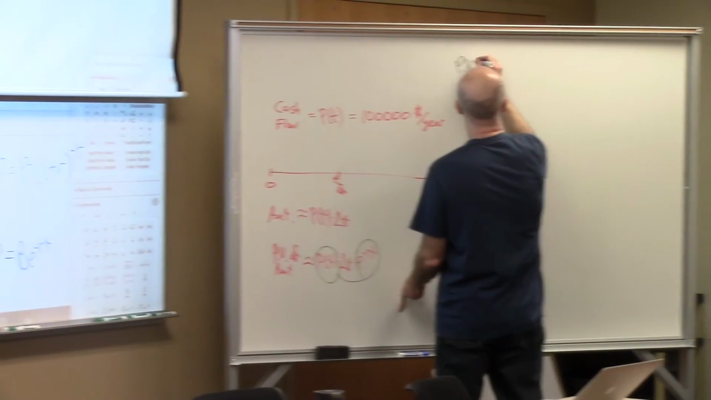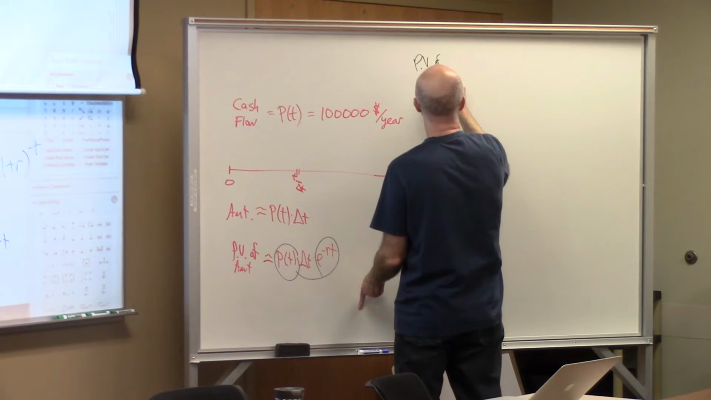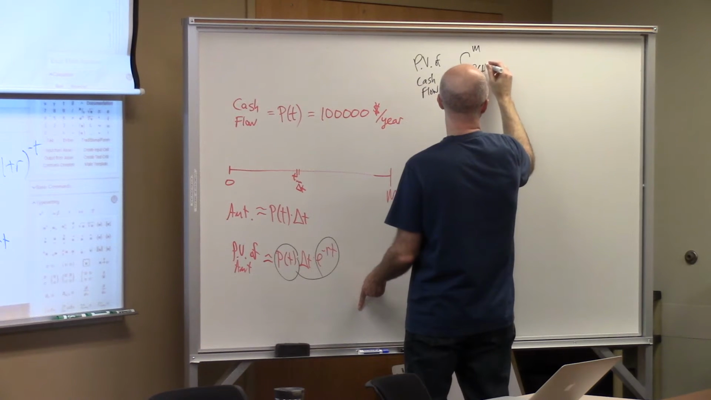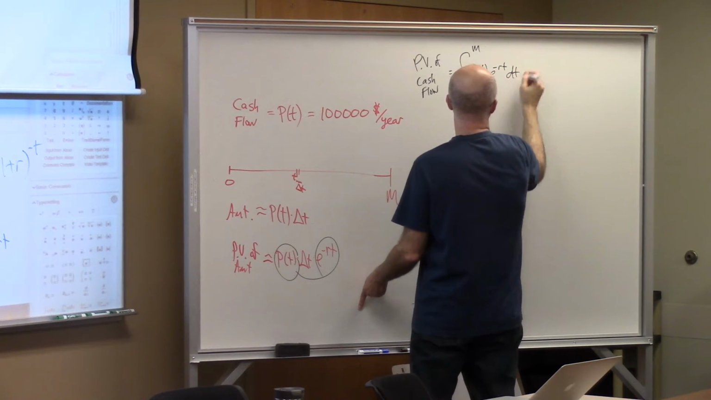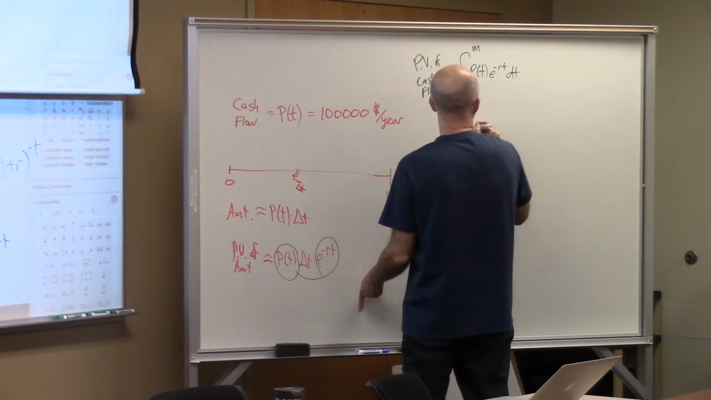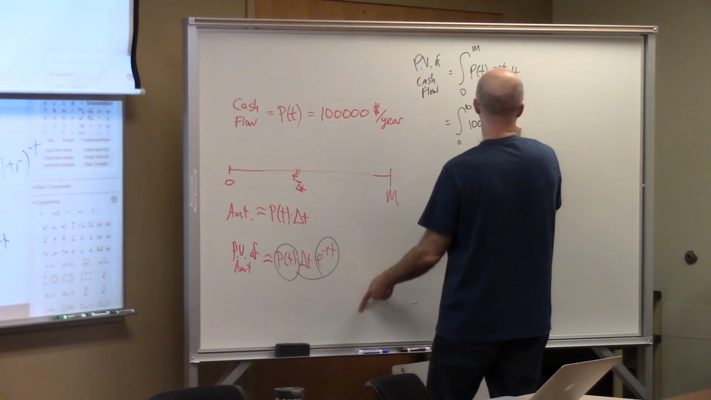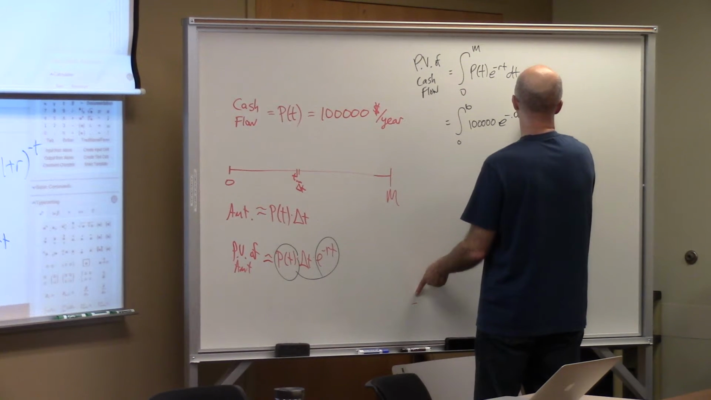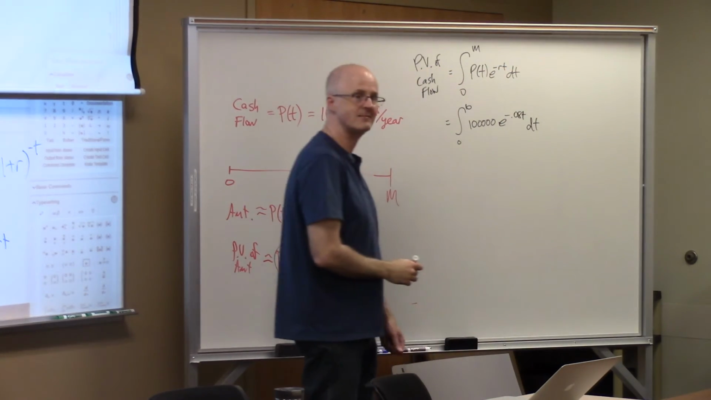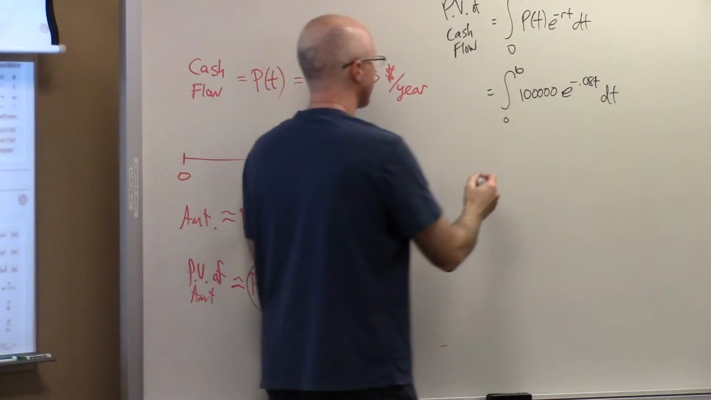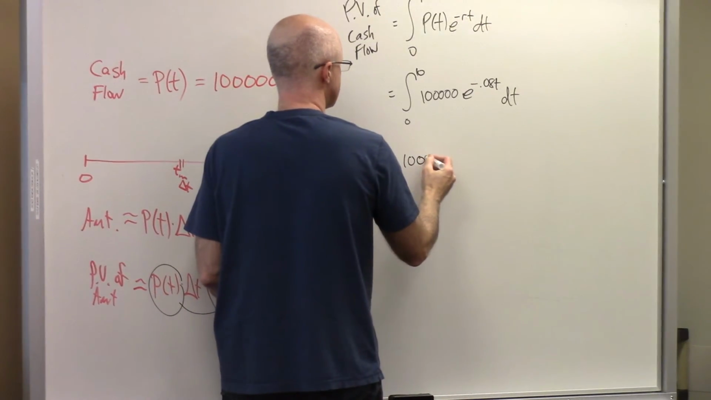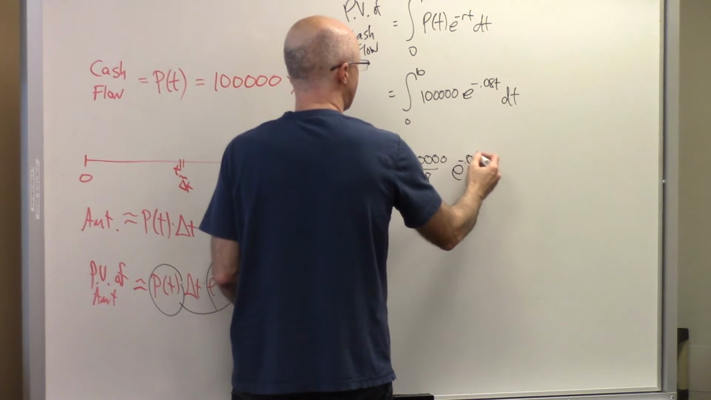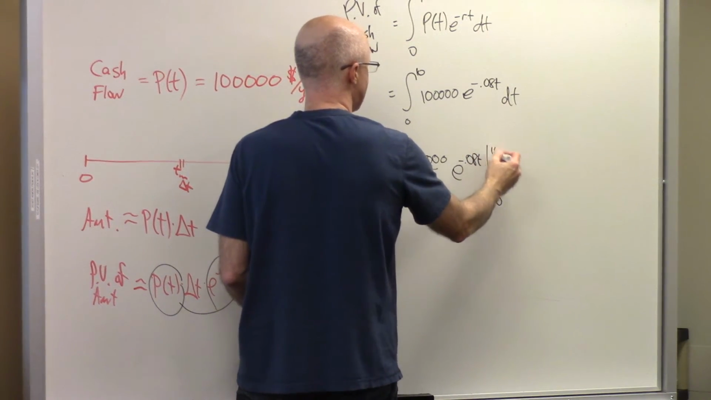The present value of the cash flow overall will be the integral from 0 to M of P of t times e to the negative rt dt. For us, M is 10, P of t is a constant function, 100,000, and r is 0.08. This is not too hard to do by hand. You get negative 100,000 over 0.08 times e to the negative 0.08 t, evaluated from 0 to 10.